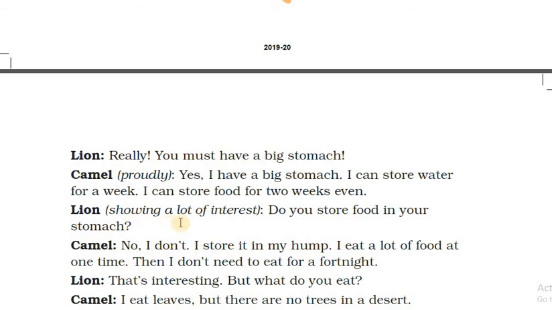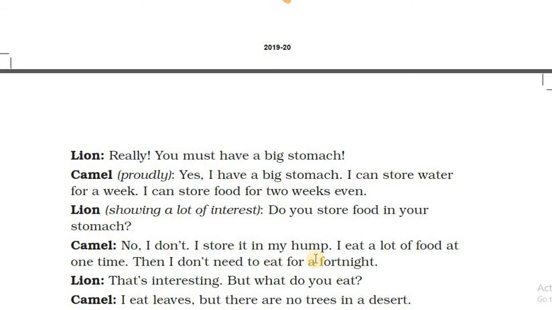Lion showing a lot of interest. अभी लायन को थोड़ा ज्यादा इंटरेस्ट पड़ रहा है कैमल की बात में. And then he is asking another question. Do you store food in your stomach? Lion पूछ रहा है with interest कि आप स्टमक में अपना फूड स्टोर करते हो. Camel says no, I don't. I store it in my hump. Camel बोल रहा है no, मैं स्टमक में फूड स्टोर नहीं कर रहा हूँ. I store it in my hump.